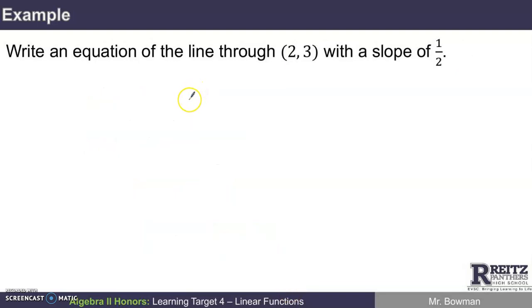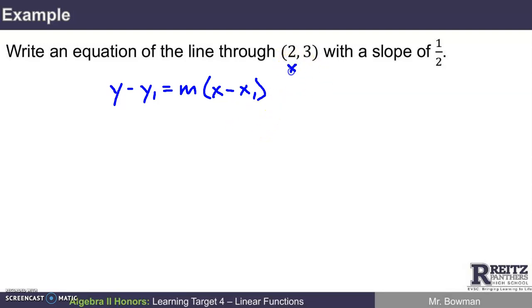Here's another similar example with a slightly different setup. This one says write an equation of the line through the ordered pair 2, 3 with a slope of 1/2. But even though the setup is slightly different, the thing that is different, by the way, is that the slope here is a fraction. It's not going to change what we do. It'll make the problem a little bit more complicated, but not that much more so.